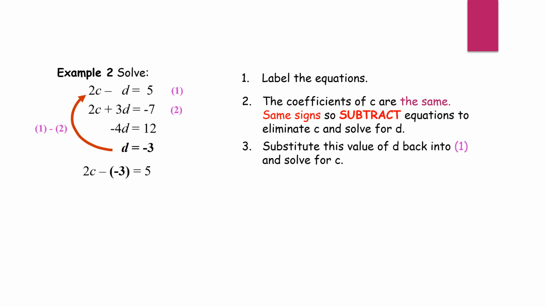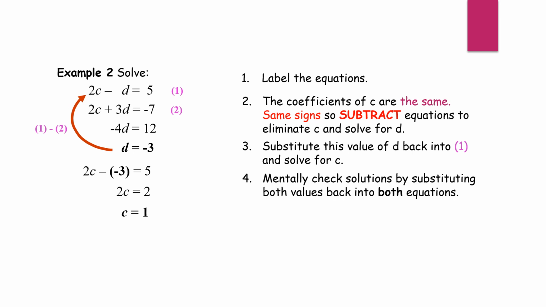So we're going to replace the d with the negative 3. So 2c take away negative 3 equals 5. And we know that that means it's 2c plus 3. So if we take away 3 from both sides, we're going to get 2c equals 2. We're going to divide both sides by 2, and that gives us c equals 1.